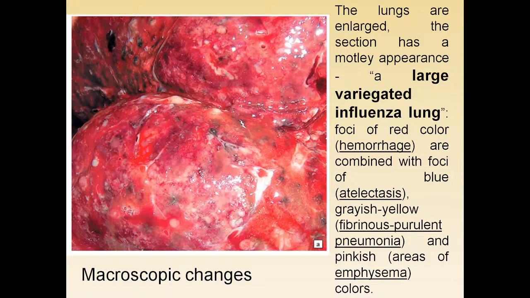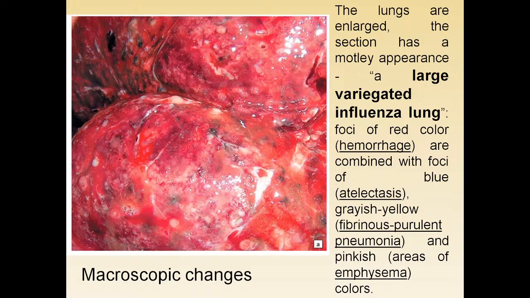Morphological manifestations of change in the lung associated with mild and severe forms of influenza. Macroscopic picture: the lung is enlarged in size and on section has a motley appearance. That's why this pathology is named large variegated influenza lung. Different bicolor foci appear.